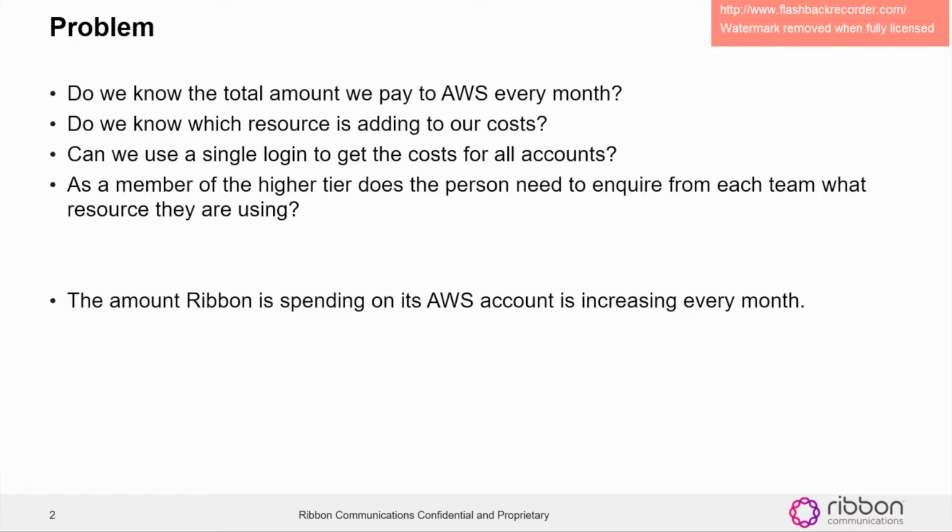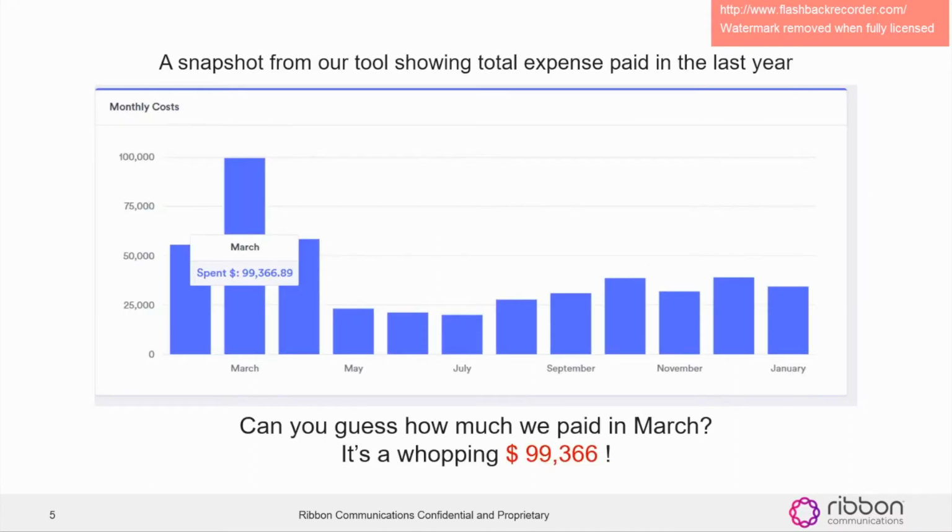As a member of the higher tier, does the person need to inquire from each team what resources they are using? Yes, of course, they need to. As a matter of fact, the amount Ribbon is spending on its AWS accounts is increasing every month. Talking about the cost, here is a snapshot from our tool showing total expenses paid in the last year. We can see the increasing trend from July to October in the graph.